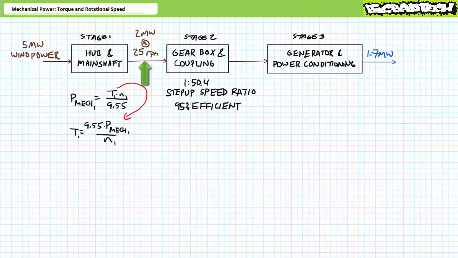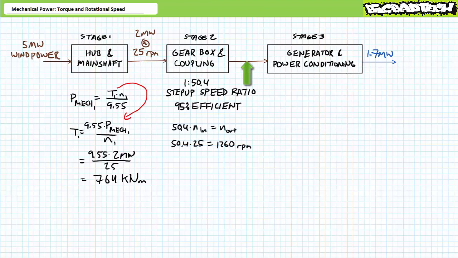An algebraic manipulation of the mechanical power formula, solving for unknown torque, demonstrates torque equals mechanical power times 9.55 divided by rotational speed. We know the main shaft experiences 2 megawatts of input power and rotates at 25 RPM. Substituting these values demonstrates the main shaft exerts an astonishing 764 kilonewton meters of torque. Given the gearbox is known to have a 1 to 50.4 step-up ratio with respect to speed, the output shaft should be rotating at 50.4 times 25, or 1260 RPM.